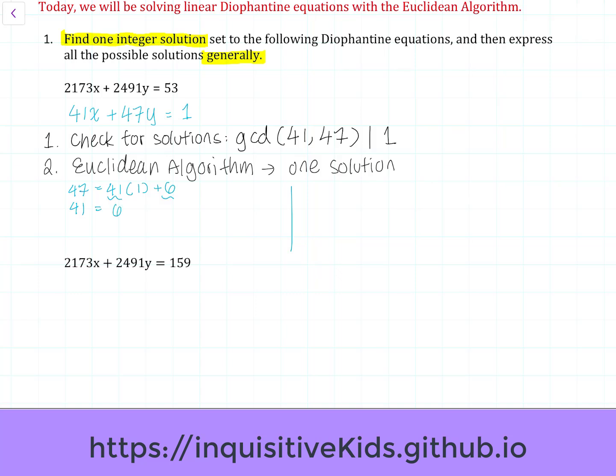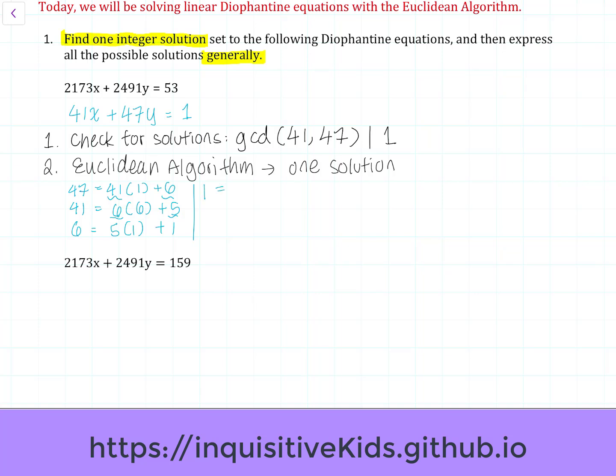The next step is to shift 41 and 6 to the left. So 41 is equal to 6 times 6 plus 5. Now shift 6 and 5 to the left. 6 is equal to 5 times 1 plus 1. And we can stop here because we know 1 is their greatest common divisor. Now the next step, using the Euclidean algorithm, is to just rewrite all of these equations, but in this case, we're going to isolate 1.